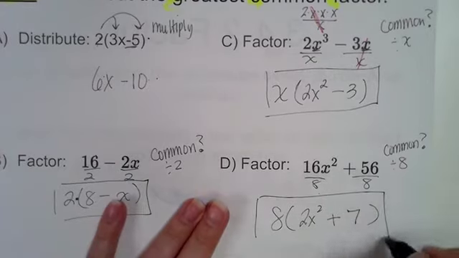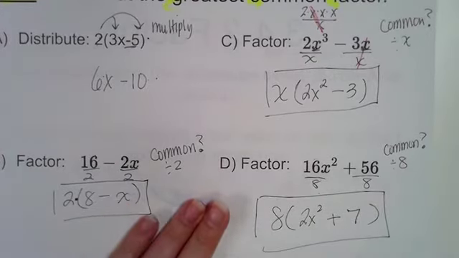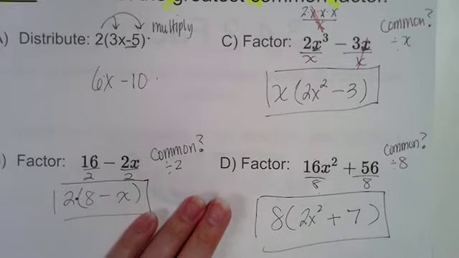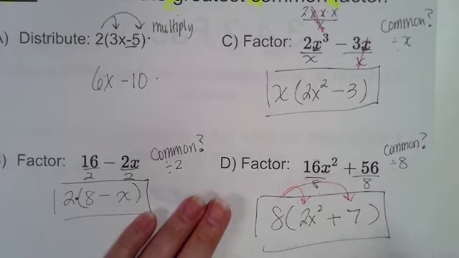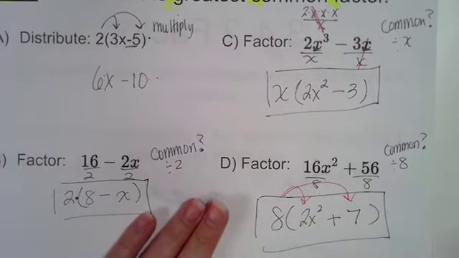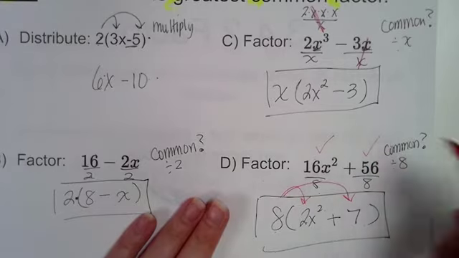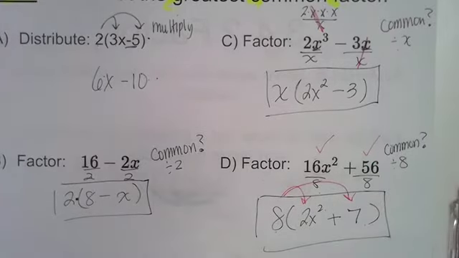How do you know if you did it right? You could double check. How? By distributing. Redistributing. Absolutely. Check by multiplying. That's the beauty of this. You can always check your answer, right? Super awesome. 8 times 2x squared is 16x squared. 8 times 7 is 56. So it is super easy to check your work.